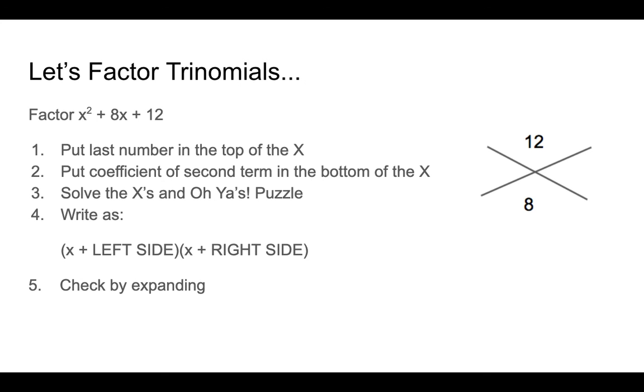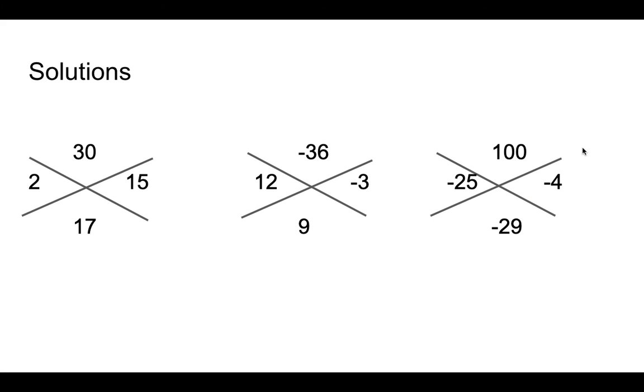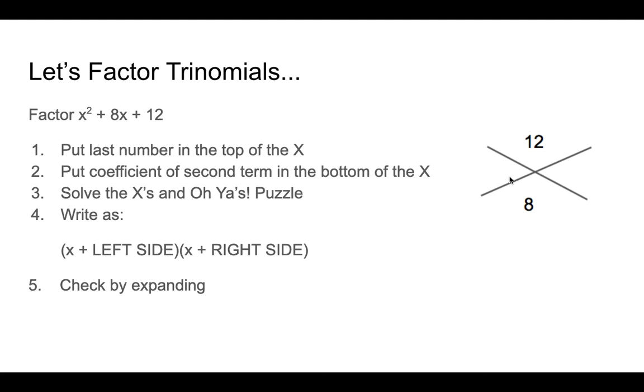So we're going to use this method to go from a puzzle like this to our factored form. So here are the steps. If you're given an equation like this, you're going to put the last number in the top of the x. So 12 is the last number, you're going to put it in the top. Put the number of the second term in the bottom. And now you're going to solve the puzzle.